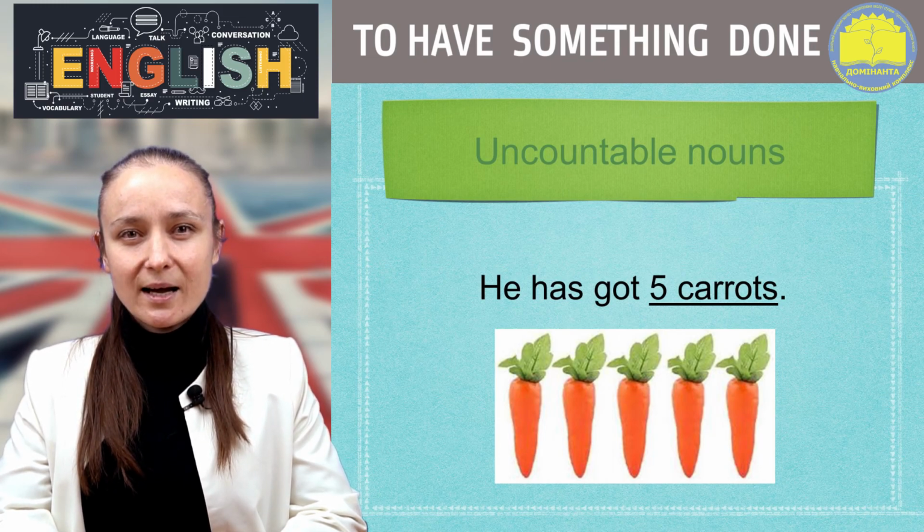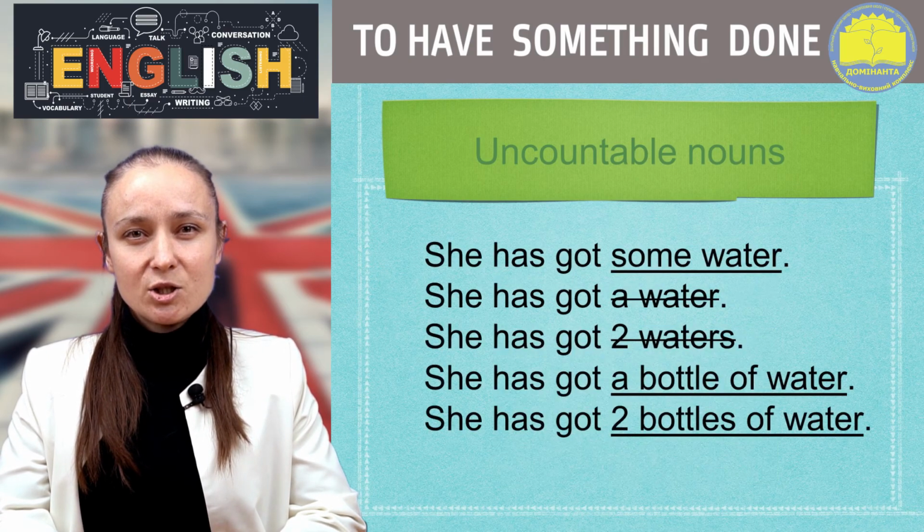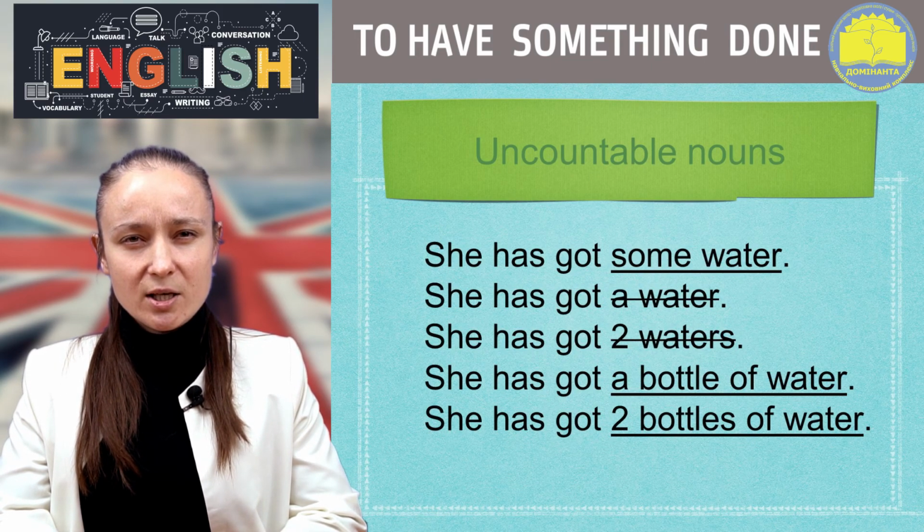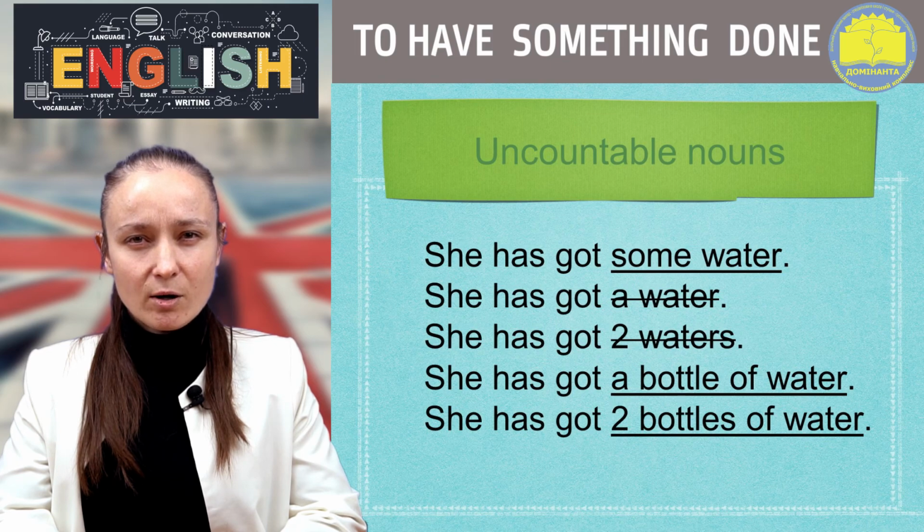Uncountable nouns are those nouns which we can't count. They don't have a singular or plural form. For example, she has got some water. We can't say she has got a water or she has got 2 waters, because the word water is uncountable.